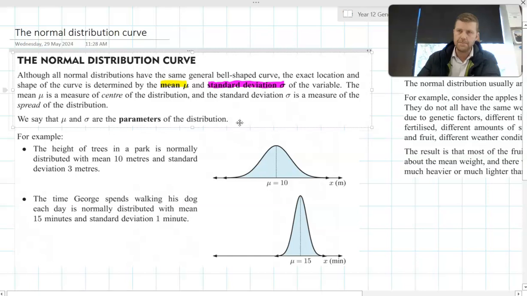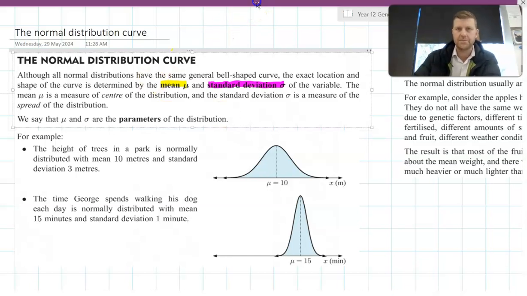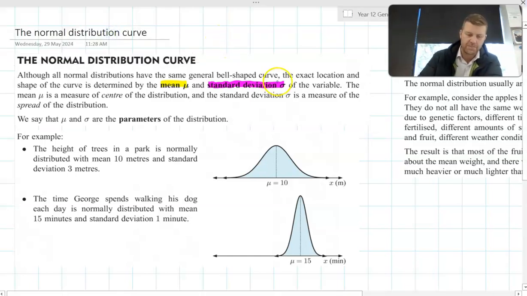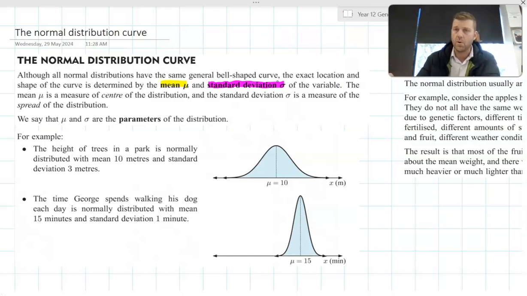Now, before we go any further, what is standard deviation? Standard deviation, putting it simply, is just a measure of spread. Standard deviation tells us how consistent or how spread a set of data is. So the lower the standard deviation, the more consistent the data, the less spread there is. The higher the standard deviation, the more spread there is and the less consistent the data.